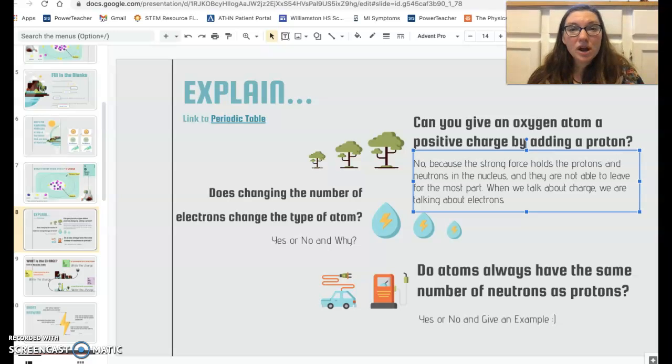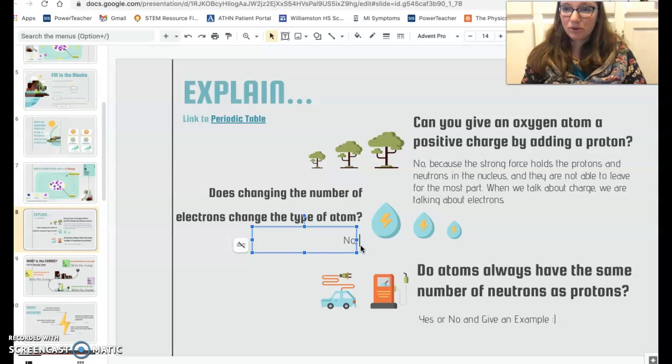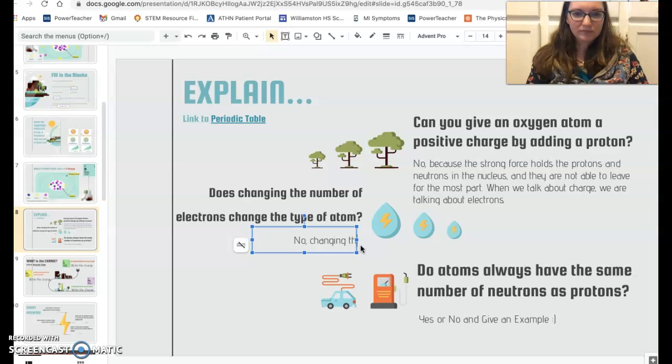But when we talk about charge, that's easy to change. We have done so many experiments with charge this semester, and that's a transfer of electrons is what's going on there. Okay, so does changing the number of electrons change the type of atom? No. Changing the number of protons changes the type of atom. Okay.